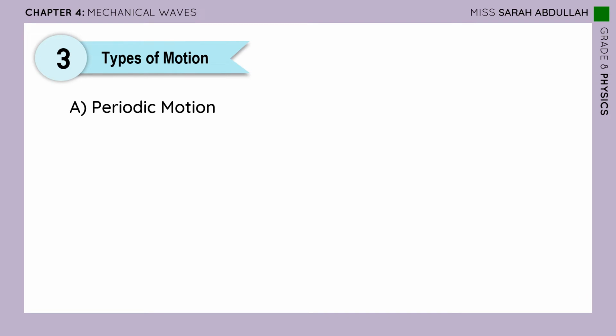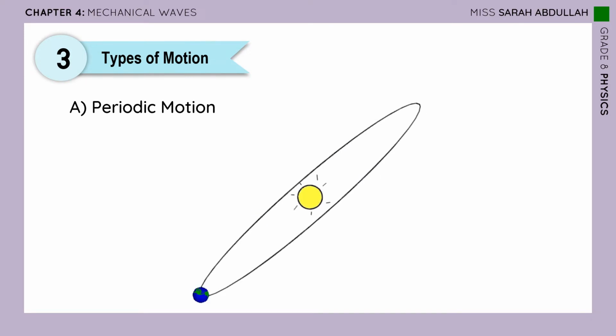Moving on to the types of motion that we will be dealing with. I'm going to talk about two types of motion. So the first one is the periodic motion. Let me give you an example.